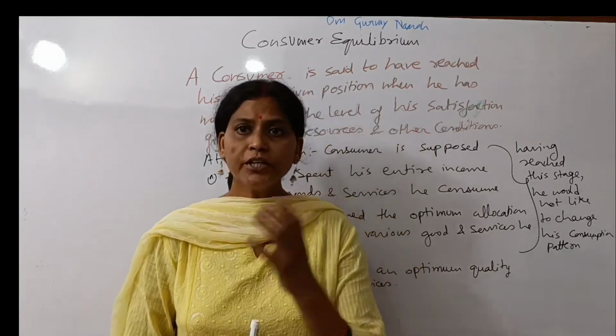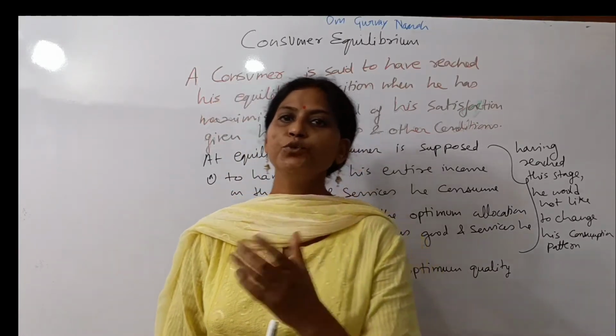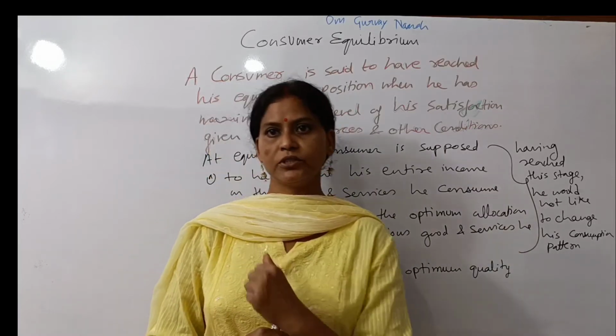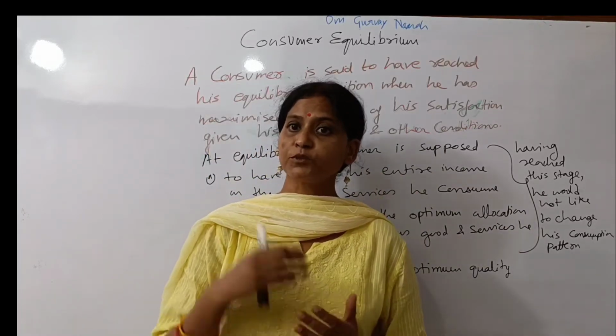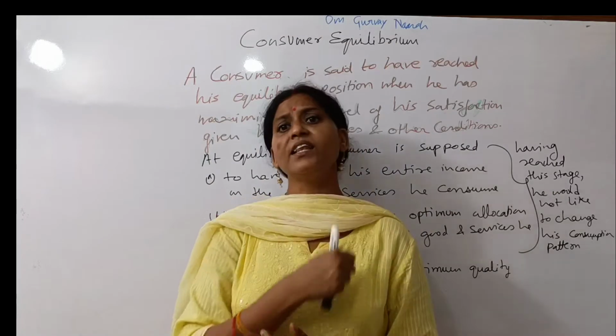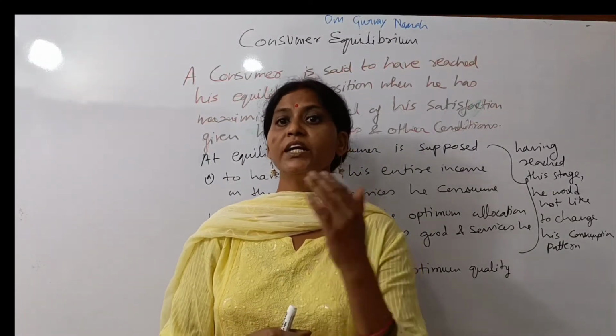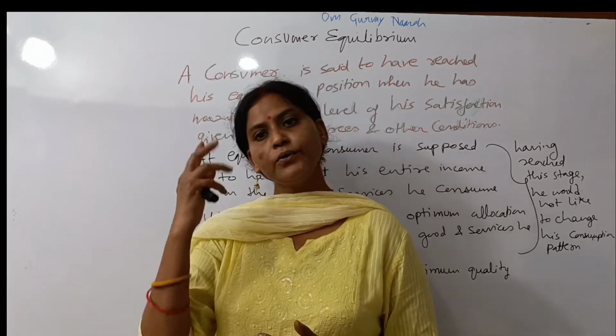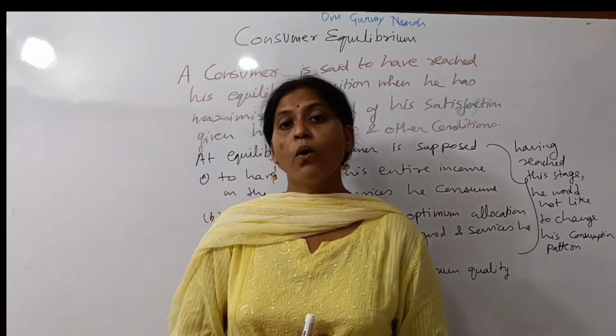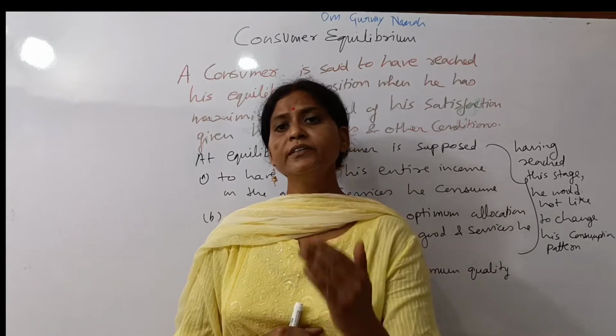Now the utility maximizing consumer reaches his equilibrium position when the allocation of his expenditure is such that the last penny spent on each commodity yields the same utility. Now the question arises in our mind, how does the consumer reach this position?